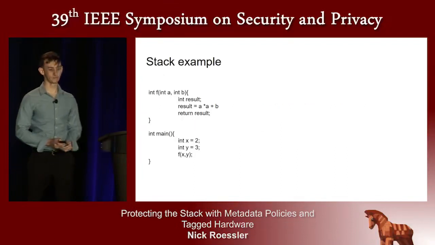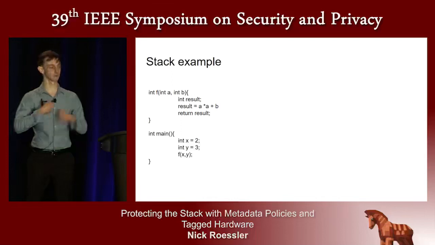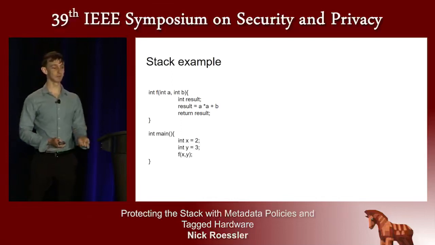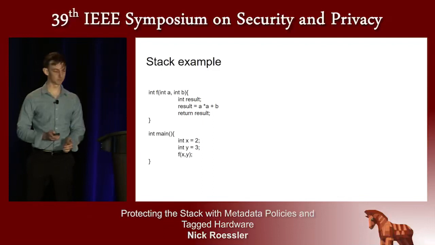Let's look at an example of the stack memory while a function is running. So on the left, there's a simple function f. There's a function f. It takes a and b and returns a squared plus b. Below that, there's a main function that calls f, simply passing in some arguments.